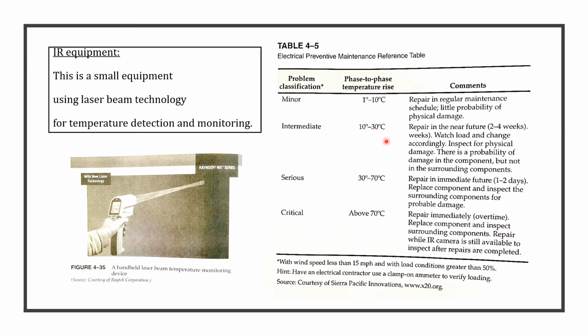Intermediate is around 10 to 30. That's kind of cold and kind of warm right there. That's still a little bit hot anyway. Because you're dealing with also the temperature, your boiling temperature is around here and a little bit less. So that's 2 to 4 weeks. You need repair. You watch your load and change accordingly. Inspect for physical damage. There is a probability of damage in the component, but not in the surrounding components. Minor is 1 to 10 degrees Celsius in a cold zone. You're going to repair in the regular maintenance schedule, with little probability of physical damage. This is your machine's normal temperature, by the way.